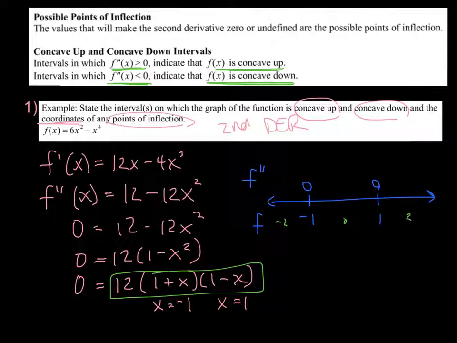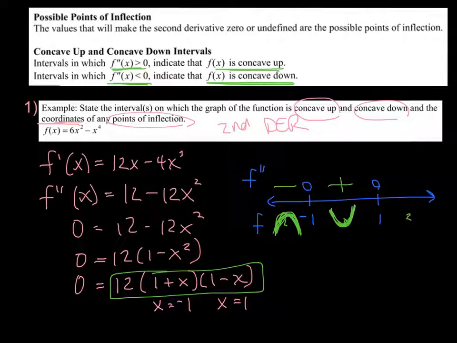So if I plug in negative 2, I get 1 minus 2, which would be negative, and 1 minus negative 2 would be positive, so negative times a positive is a negative. That tells me if the second derivative is negative, then I know that I'm going to have concave down here. Okay, now I'm going to go ahead and plug in the 0. So 1 plus 0 is positive, 1 minus 0 is positive, positive times a positive is a positive. If my second derivative is positive, then I know I'm going to be concave up in this interval.